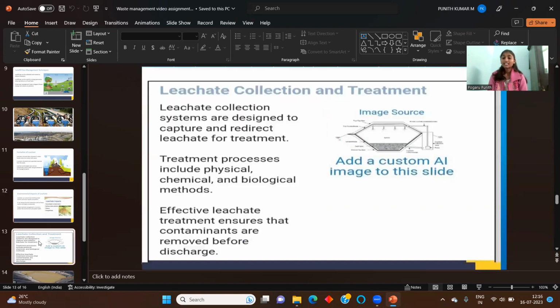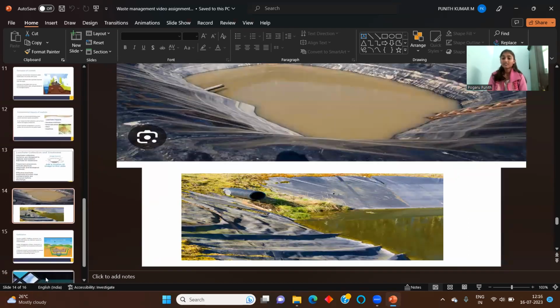What are the ways to collect the leachate and the treatments? Leachate collection systems are designed to capture and redirect leachate for treatment. The treatment process includes physical, chemical, and biological methods. This is how they collect the leachate from the waste. As I said, in a sanitary landfill, there are some pipelines made to collect the gases produced. In the same way, some more pipelines are made to collect the waste leachate, so that in that pipeline, the leachate flows and is collected in one free area.